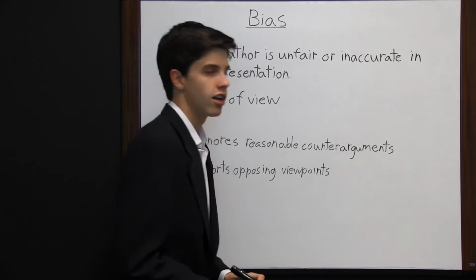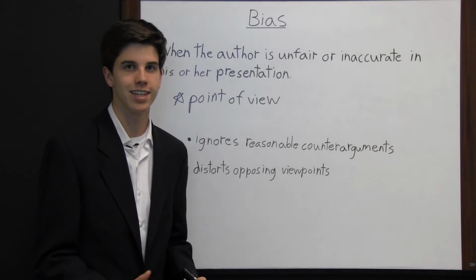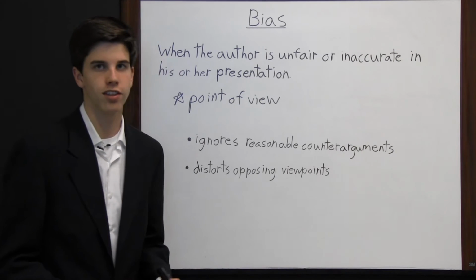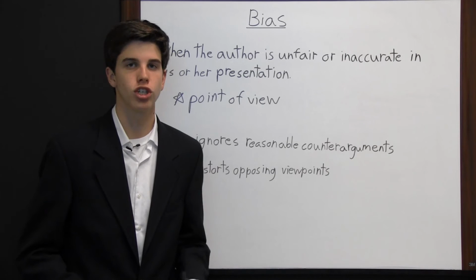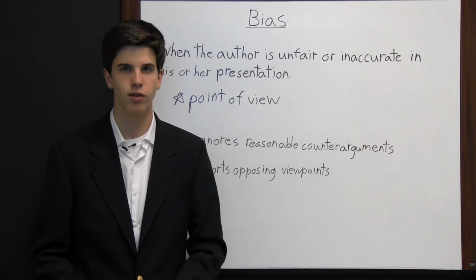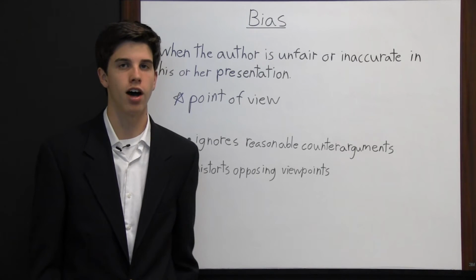which is basically just the way they look at something, the way they see a certain situation. So because they have this point of view, naturally in their writing, they oftentimes will show their point of view through their writing. And so that's when a bias comes into play. So it's not necessarily bad for an author to have a point of view.